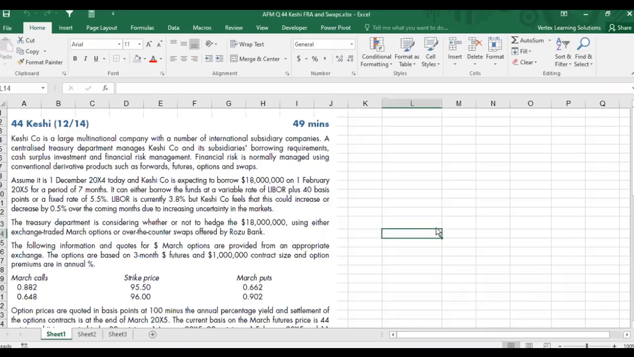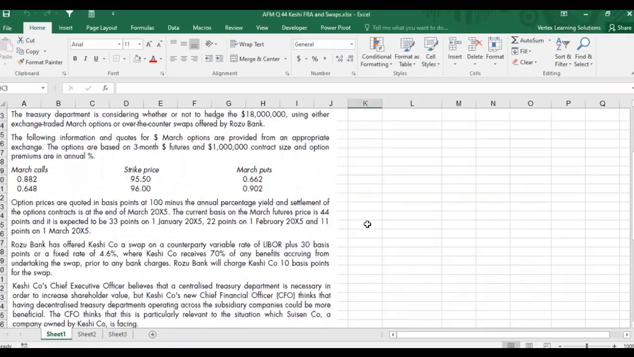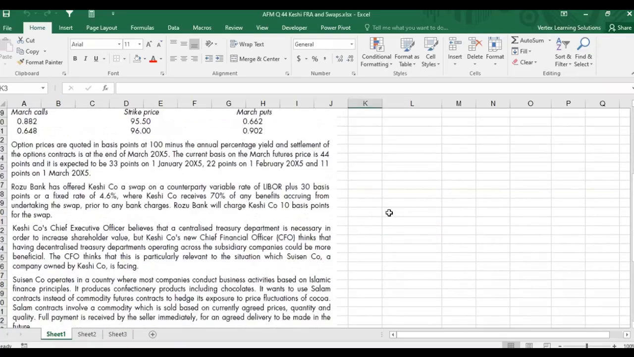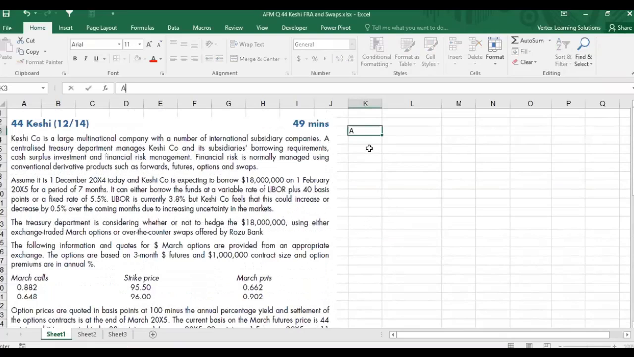So we start with the first part, part A. B and C are theoretical, and in part A we have three things to calculate. One was no hedge. No hedge, actually, we don't need to calculate at all. The second one was options, and the third one was swaps. So these are the three things we need to calculate.